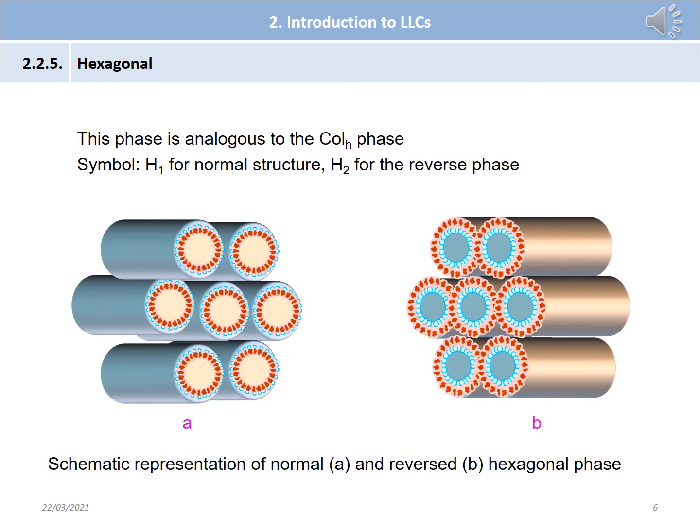Hexagonal phase or middle phase can be seen as an array of hexagonally close-packed water layers sheltered by a surfactant monolayer. This phase is analogous to the columnar phase in thermotropics. The long-range order is two-dimensional. Two types of hexagonal mesophase can be encountered: normal, symbolized H1, and reverse mesophase, symbolized H2, respectively, in aqueous and anhydrous organic solvents. The schematic representations of normal, A, and reversed, B, hexagonal phases are presented on the slide.